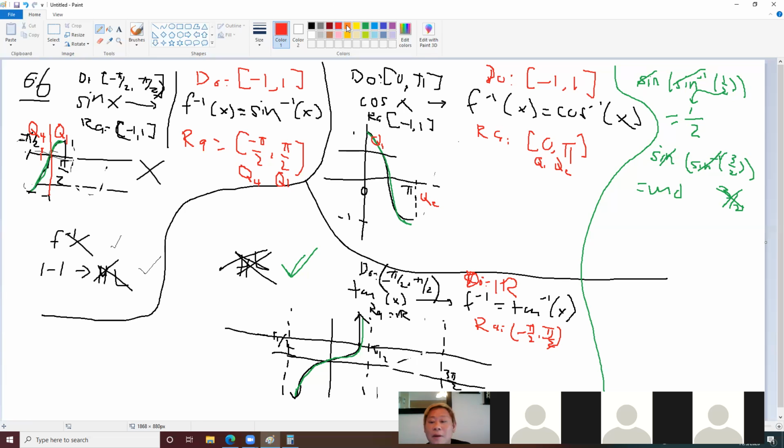The reason why is because there is no 3/2 in the sine. The reason is that 3/2 is not inside this domain. Your domain only goes from -1 to 1 because your sine graph only goes from -1 to 1, and 3/2 is 1.5, right? 1.5 is here. The graph will never cross 1.5. So that's the reason why your answer is undefined.